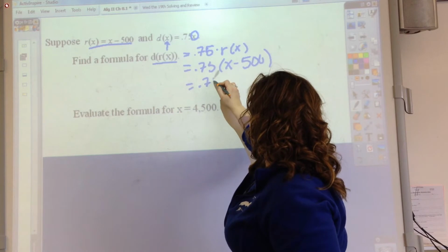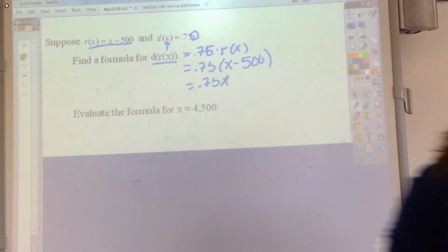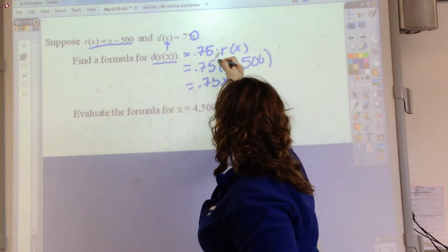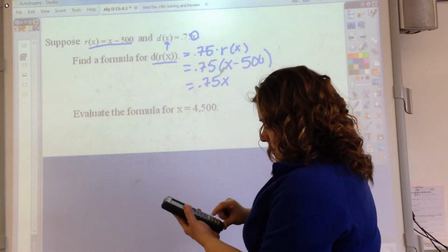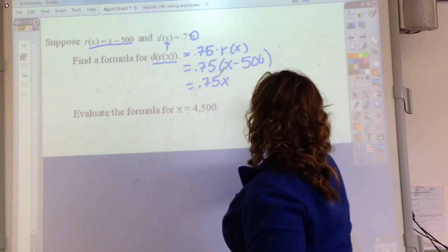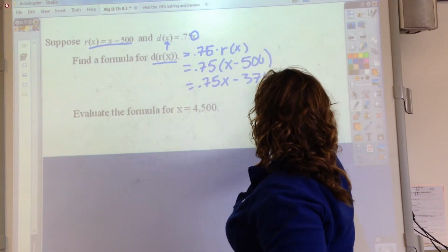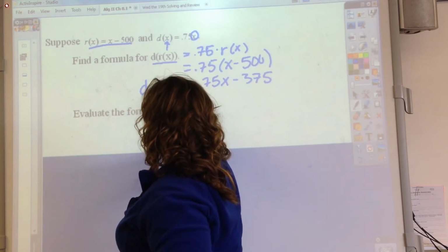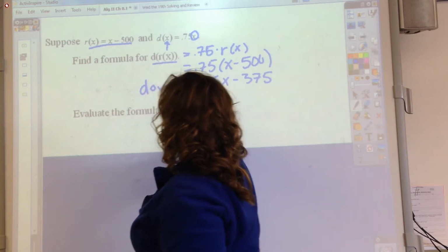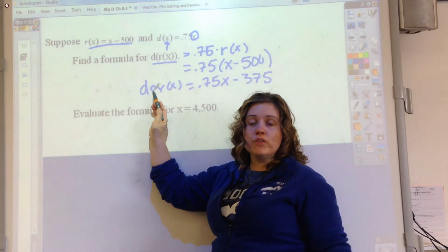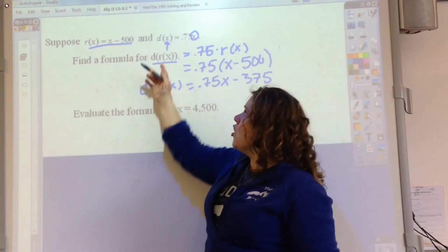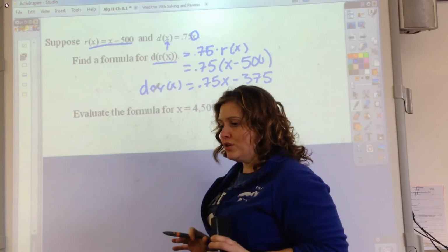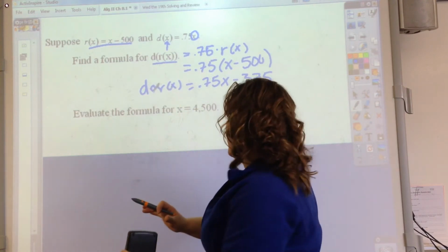I get 0.75x, and 0.75 times a negative 500 is negative 375. So this is d of r of x. And we use two different notations. We either use this circle that shows it's d of r, or we use these parentheses. I like this notation better because it shows that you're now plugging in r instead of plugging in x.